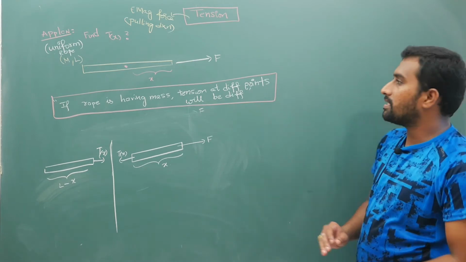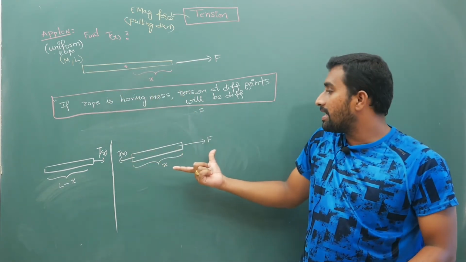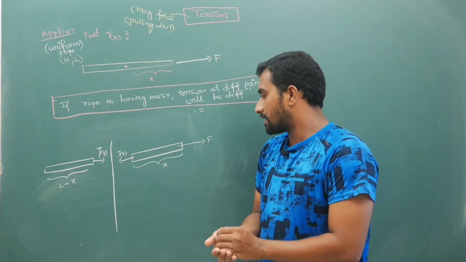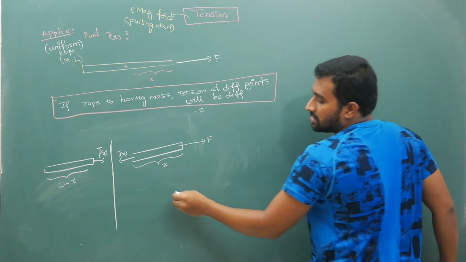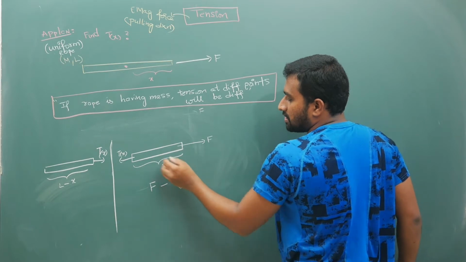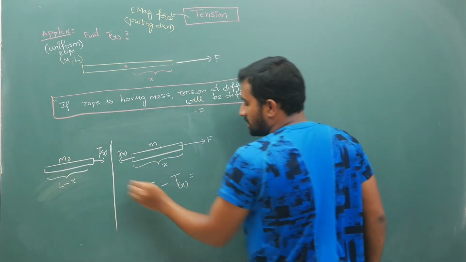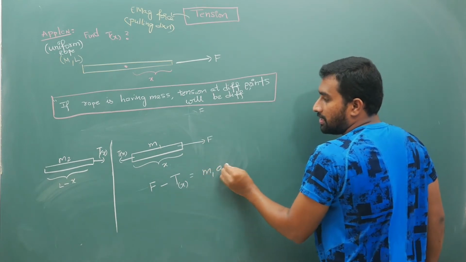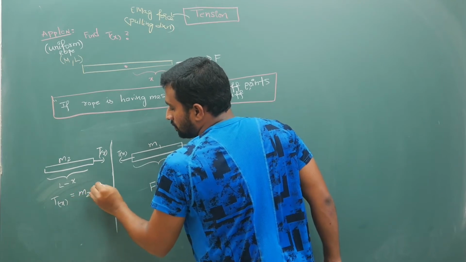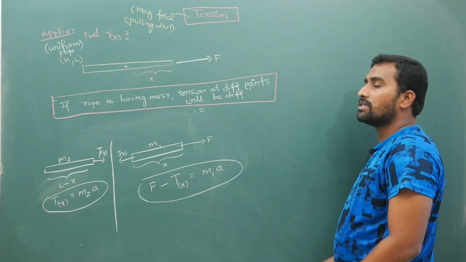Here what am I doing? I have a rope of mass m, length L. I am dividing it into two parts. On one side you have x and on the other side you have L minus x. Now if you observe this carefully, your net force is F minus T of x is equal to m1 into a, if this part's mass is m1 and this part's mass is m2. And here T of x is equal to m2 into a. First try to understand this. What am I doing?